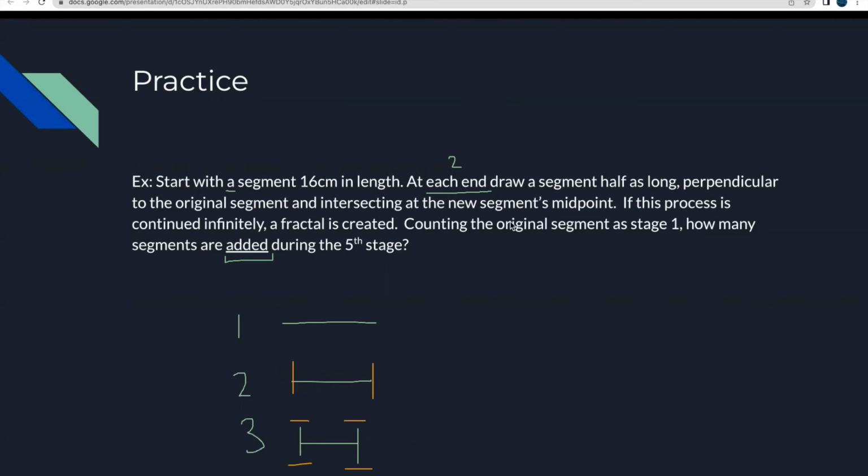In step 4, we're gonna have this. And the segments we're gonna add are gonna be here. All right, so let's see if we can find any patterns. Well, it seems that we have just 1 here, and we added 2, and here we have added 4, here we added 8.